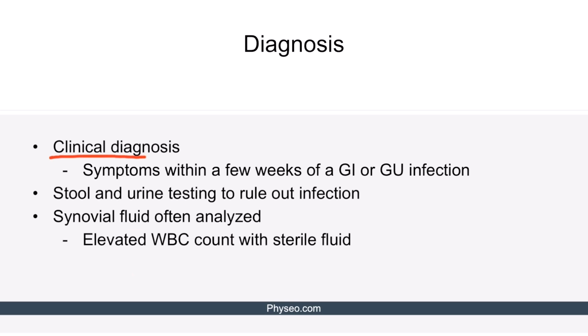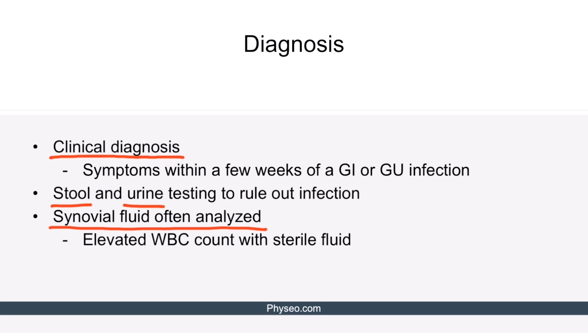Reactive arthritis is diagnosed clinically when the described symptoms are present, particularly within a few weeks of a prior GI or GU infection. The stool and urine can be tested to help determine whether one of these predisposing infections is present or not. And given that the knee joint is commonly involved, synovial fluid can be sent to the lab to analyze for the presence of crystals or bacteria.